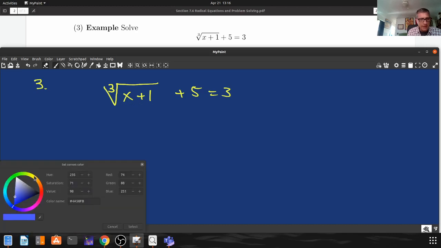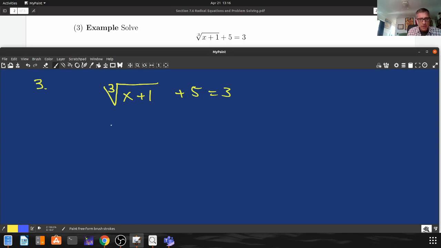Not quite ready yet. So what I'm going to do is I'm going to cube, well, not yet. You have to do one thing before I get ready to cube both sides. I have to move the plus 5 over. So plus 5 becomes minus 5, and 3 minus 5 is minus 2. And now in my next step, I cube both sides.